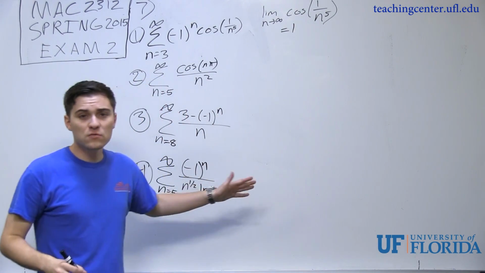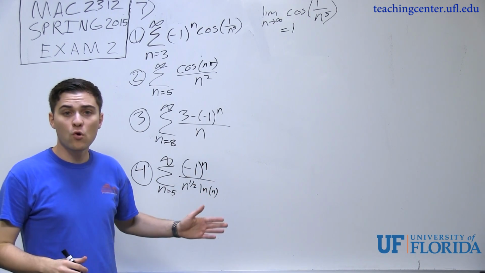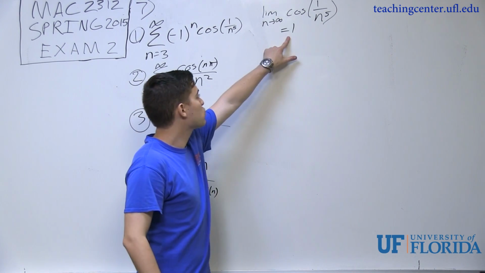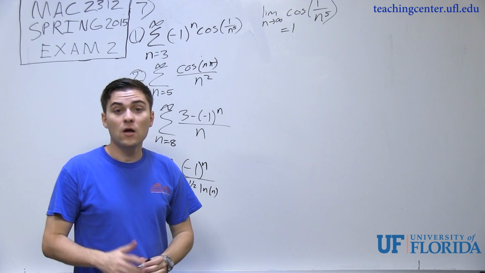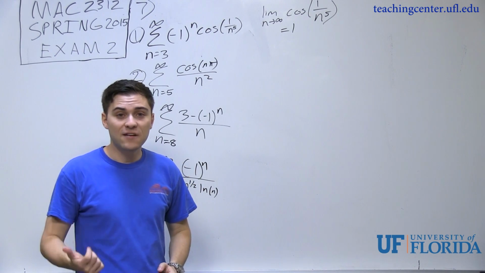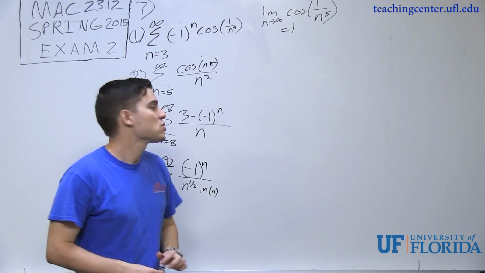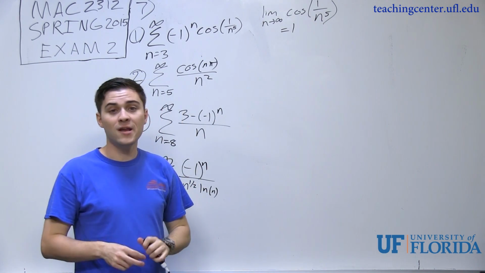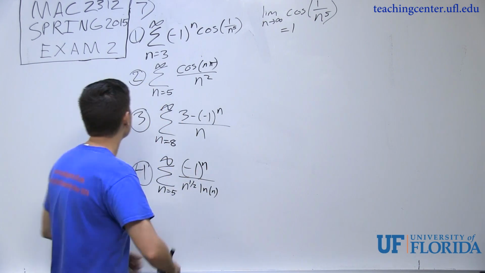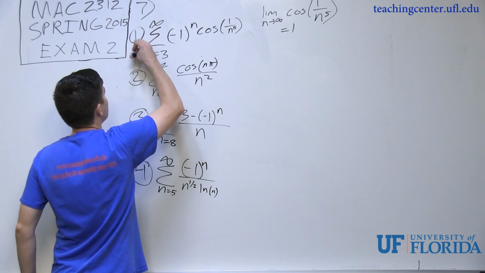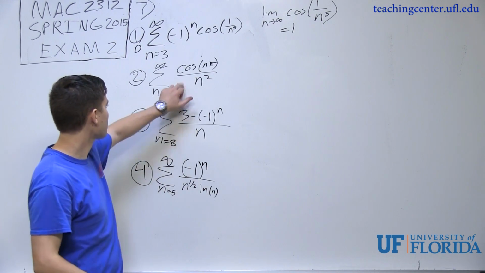So it already fails the first criteria for the alternating series test. Because 1 is not equal to 0, not only does it fail it, it automatically diverges by the test for divergence. So if it fails that first criteria for the alternating series test, it's automatically divergent. So I'm just going to go ahead and write D next to 1.